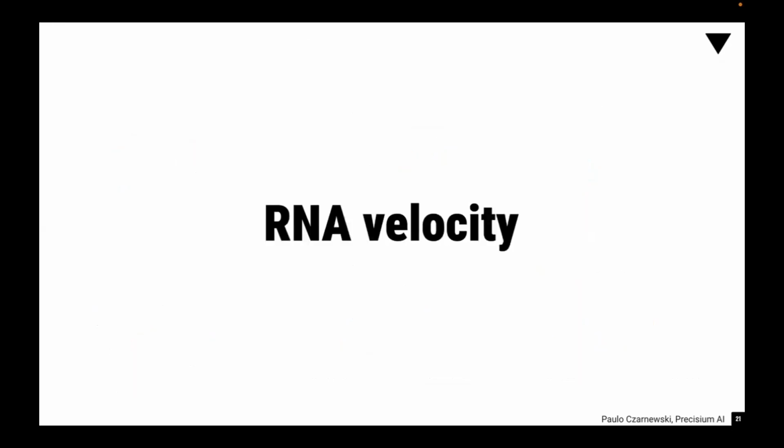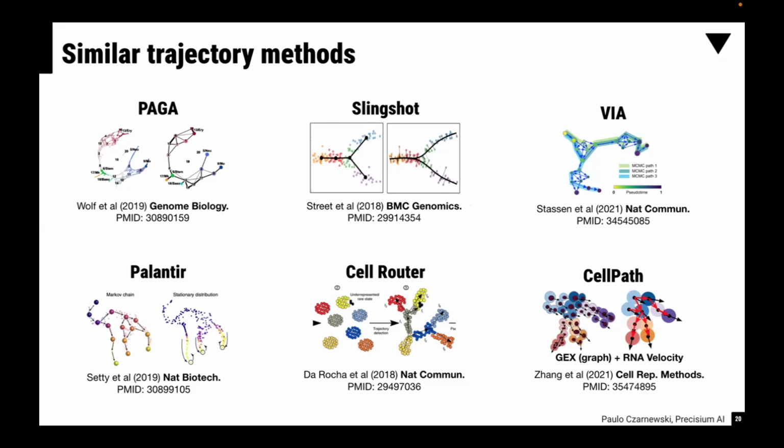Do you have any other questions on this part before we go to RNA velocity? Yes, please. So all of these methods rely on the fact that clusters that are near each other are going to be similar to each other. Correct. But that's not always the case, right?